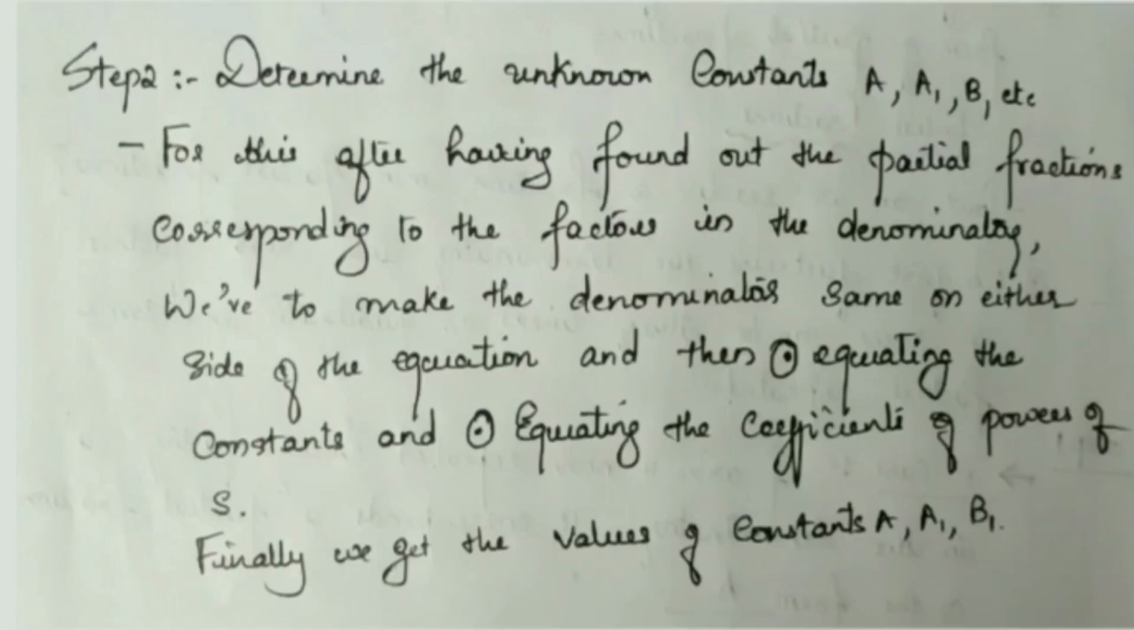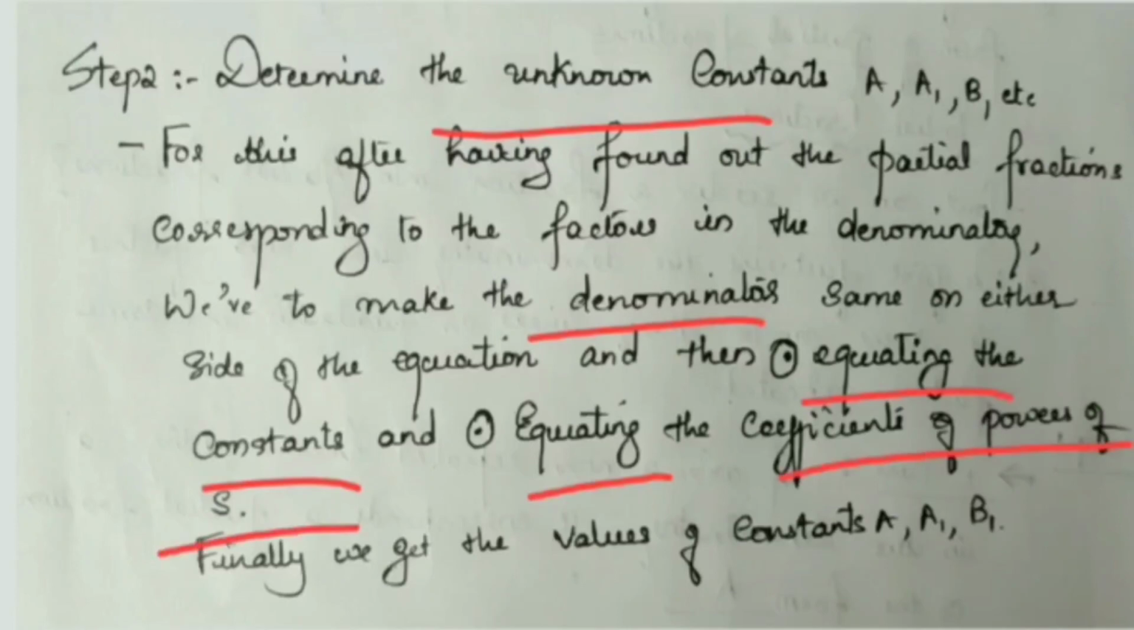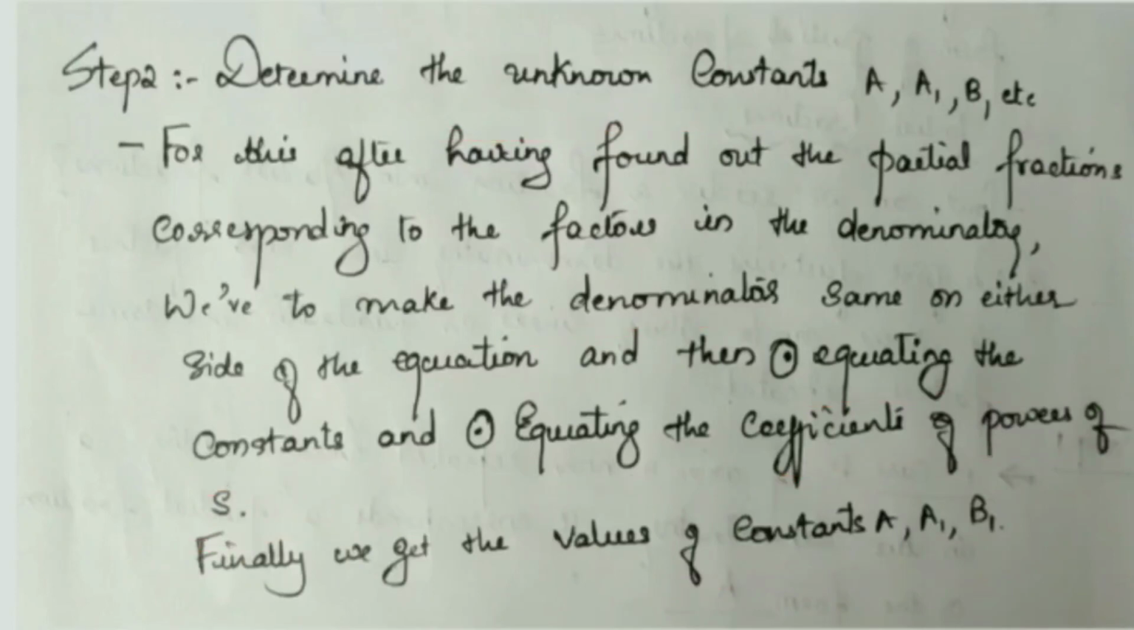After splitting the function into partial fractions, we'll have to determine the unknown constants A, A1, B1, A2, etc. For this, after having found the partial fractions corresponding to the factors in the denominator, we have to make the denominator the same on both sides of the equation, and then equate the constants and equate the coefficients of powers of s on both sides of the equation, and finally we get the values of A, A1, B1, B2, etc. And after finding the values of these unknown constants, we can get the inverse Laplace transform of the function.